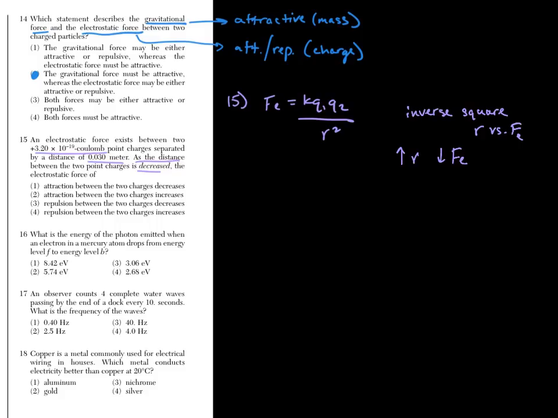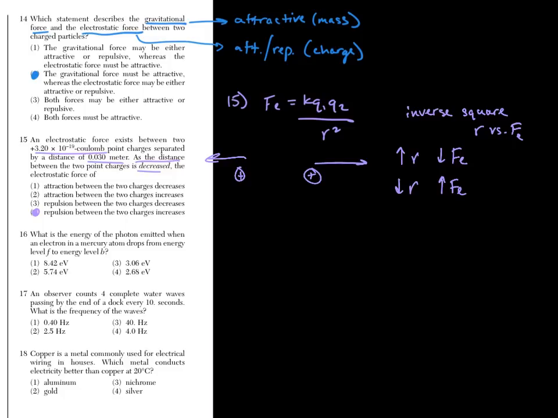So now, the question is wondering what happens when you decrease the distance. Then you'll increase the force. If you bring them closer together, think like two magnets, the force you'll feel is stronger. So these are two positive point charges. They're going to repel even further. Repulsion between the two charges increases, and that's choice 4.